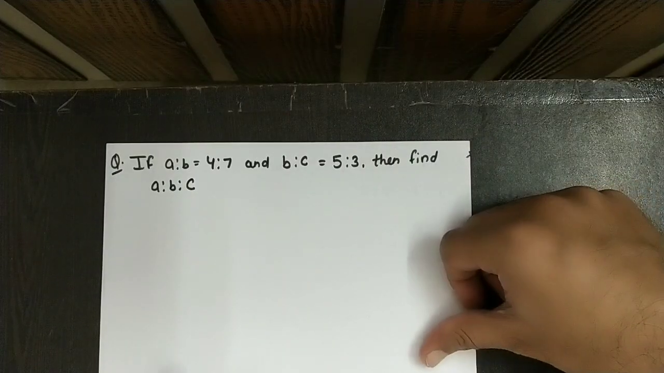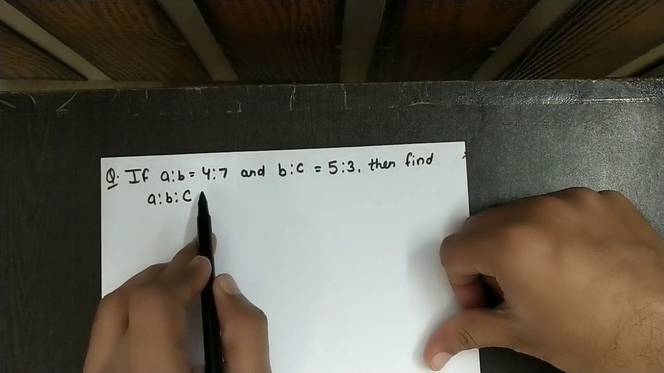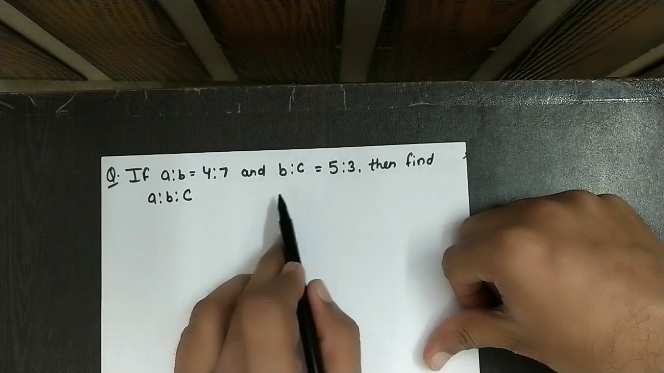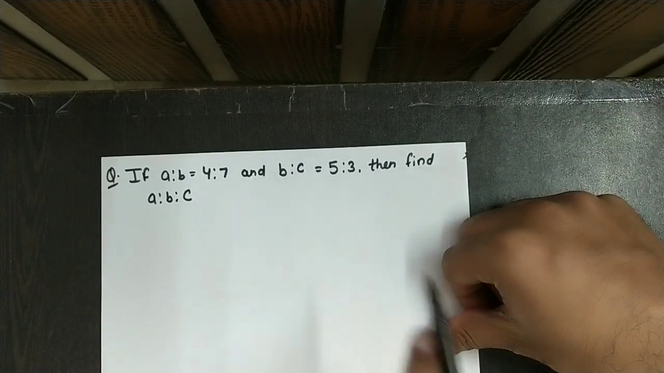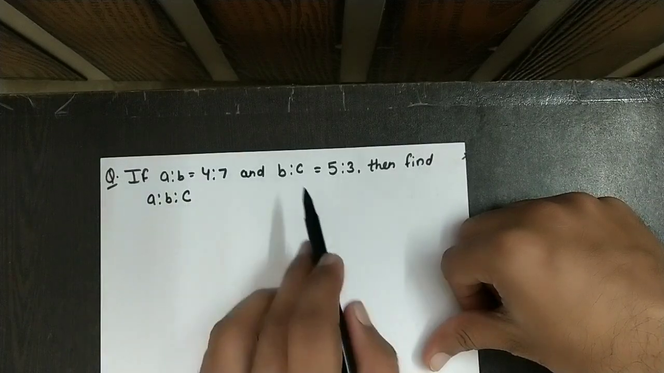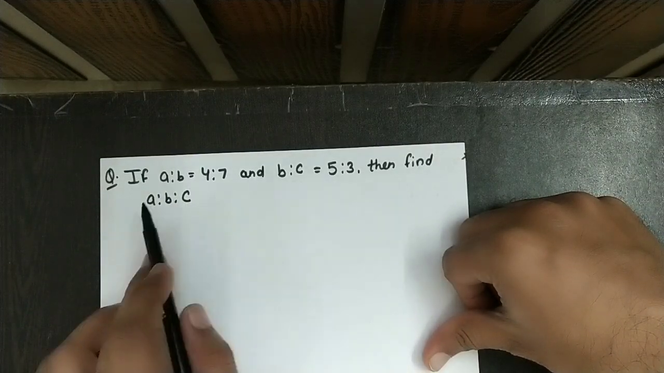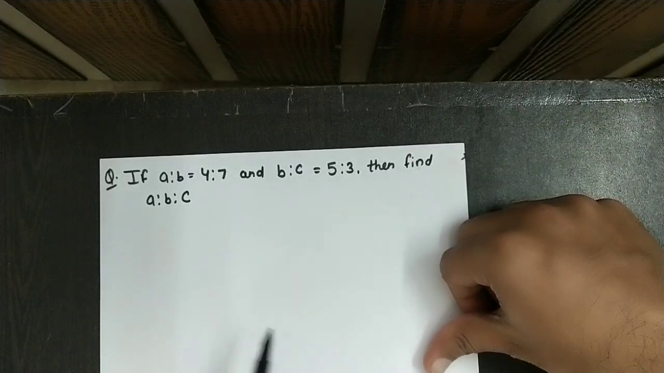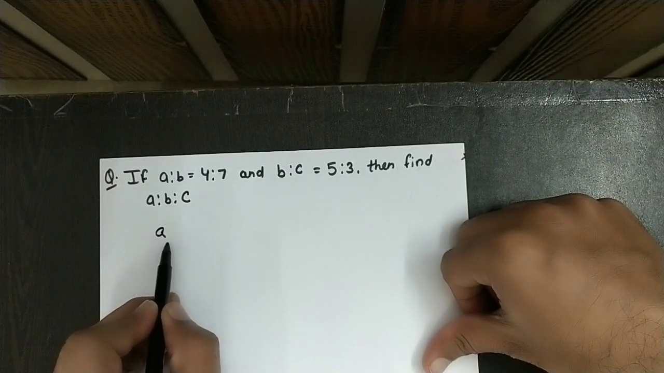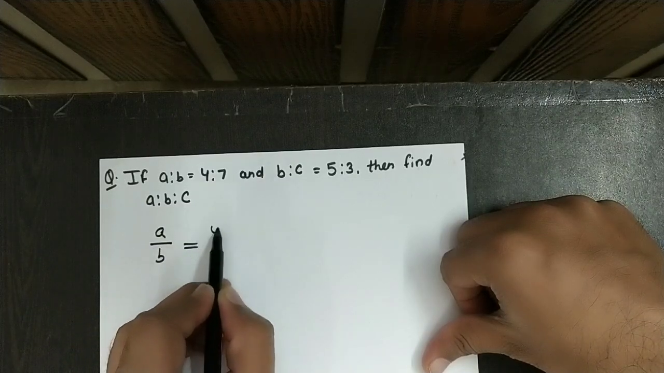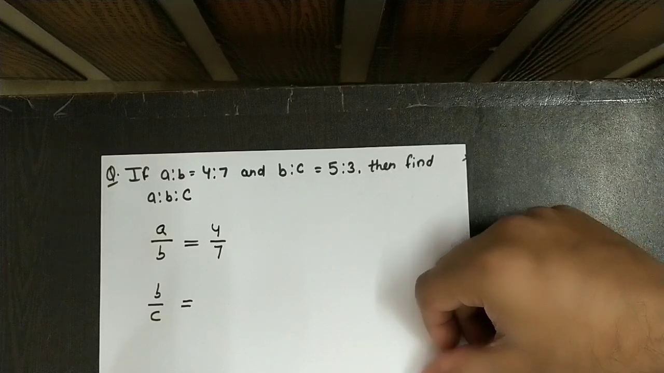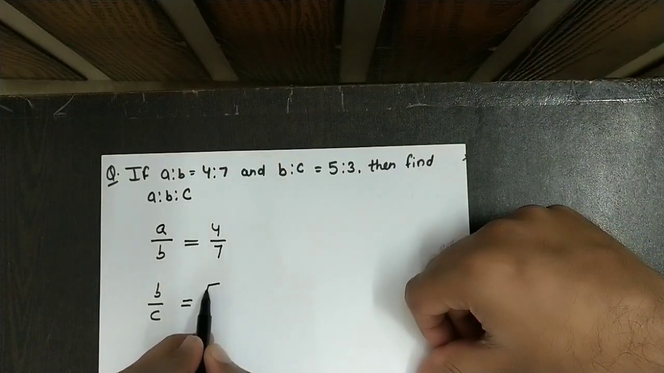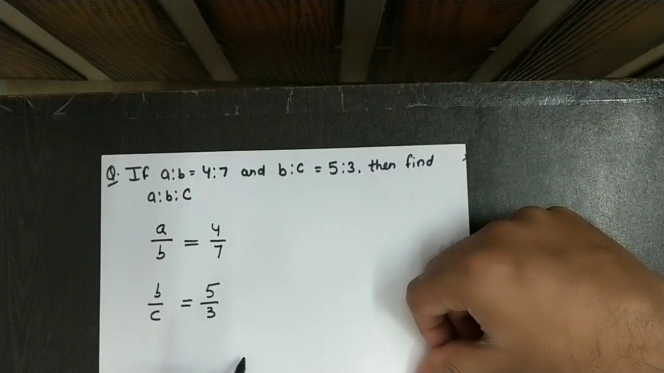So, our next question is, if A:2B is 4:7 and B:2C is 5:3, then find A:2B:2C. So, we have A:2B, we have B:2C. Now, we have to find A:2B:2C. So, let us start this. A:2B is 4/7 and B:2C is 5 divided by 3, 5:3.